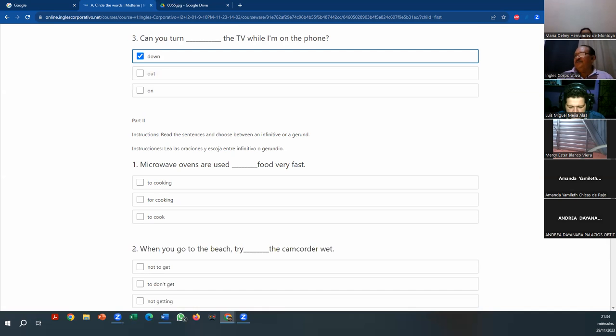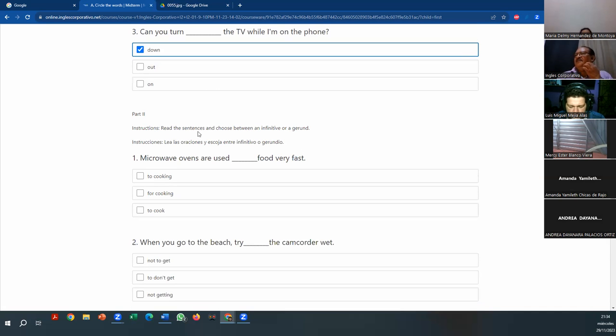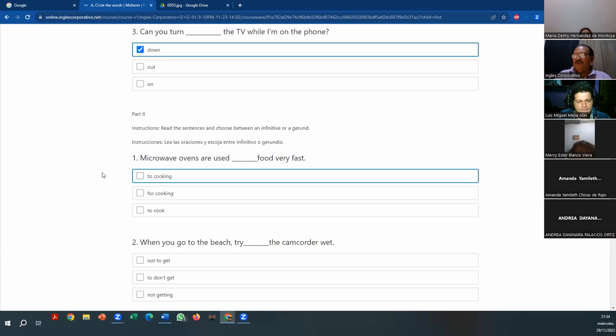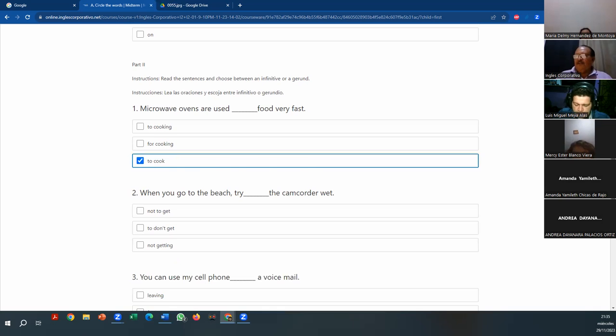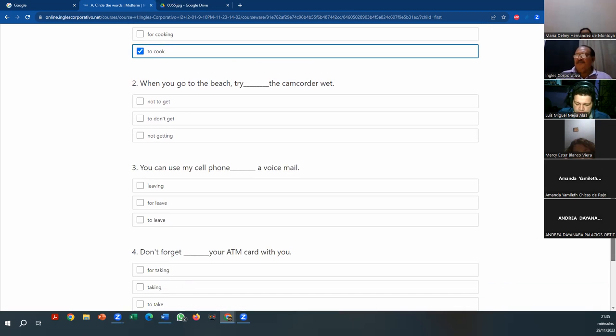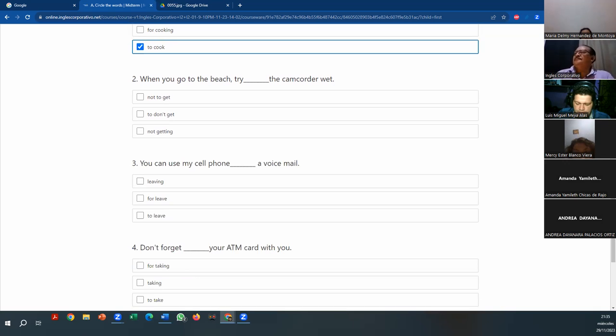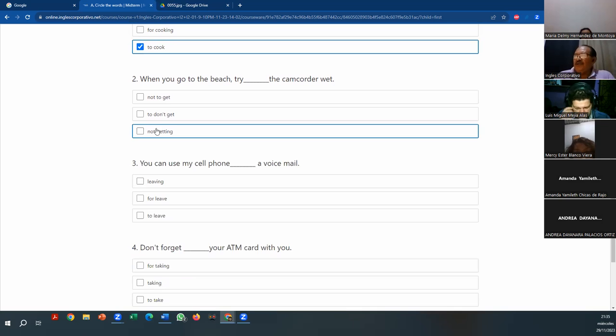Part two. Read the sentences and choose between an infinitive or a gerund. Which one are we going to use? Microwave ovens are used to cook food very fast. For cooking. Correct. When you go to the beach, try not to get the camcorder wet.